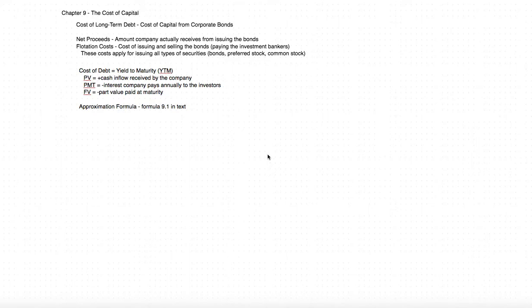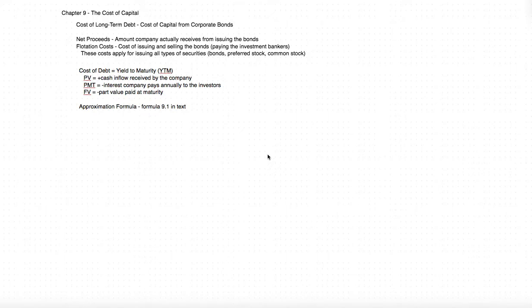First is what we call the net proceeds, and that is the amount that the company actually receives from issuing the bonds. And those net proceeds are really net of what are called flotation costs. So those are the costs of issuing and selling the bonds, basically costs or payments to the investment bankers that put the issue together. And flotation costs are actually applicable to all types of securities, not just bonds, but also preferred stock and common stock as well.